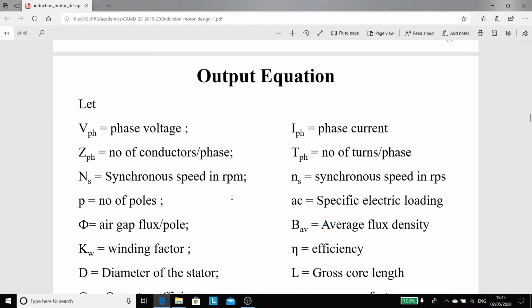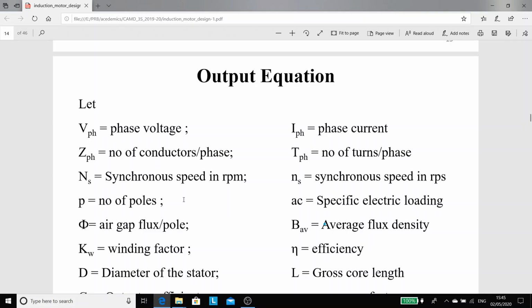Hello friends, this is the third video in continuation with the last one, that is the second video, in which we discussed magnetic loading and electric loading, and then we also saw what is specific magnetic loading and specific electric loading. Now in continuation with that, today we see the output equation of a three-phase induction motor, and then we will see the effect of change in the value of specific magnetic loading and electric loading on the main dimensions of our induction motor.